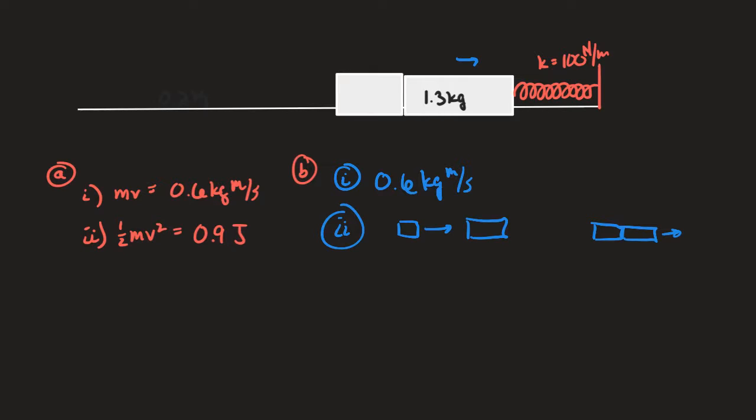So I'm thinking we still have our 0.6 kilograms meters per second here, but now the new mass of our system is going to be 0.2 plus 1.3, and that's times my new velocity, or vf. Any questions about that? Alrighty, so all we have to do is take 0.6 divided by 1.5, and that's going to give us our new final velocity, and that sounds like it's going to be 0.4.